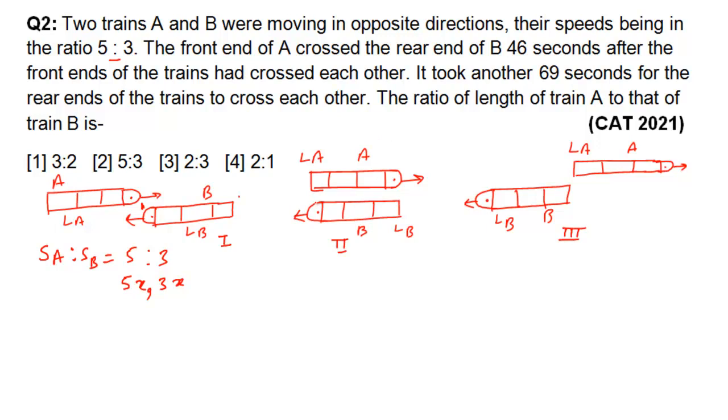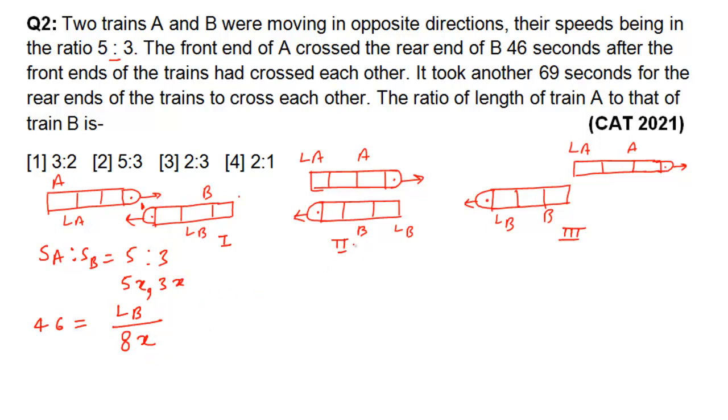In how much time? In 46 seconds. So I can write here equation 1: 46 seconds is equal to the length covered, which is the length of train B, divided by the relative speed of A and B, which is 5x plus 3x, that is 8x. So this we have written.